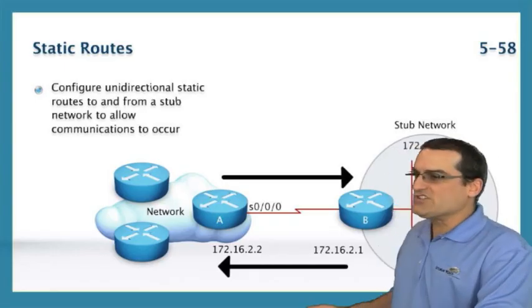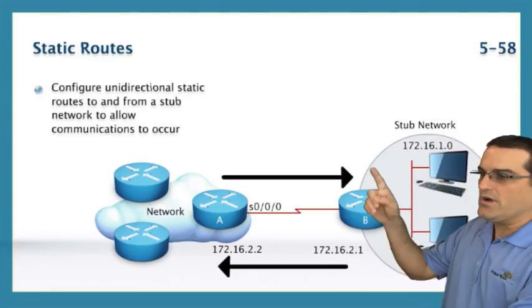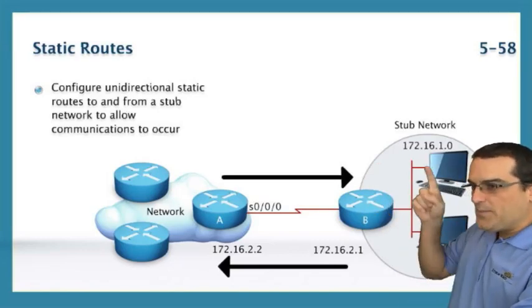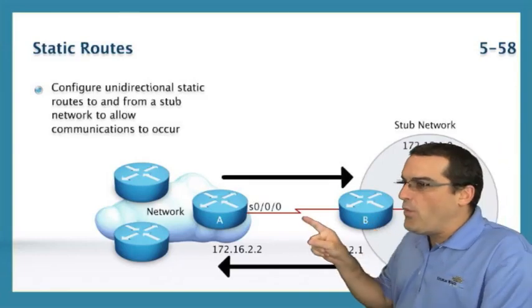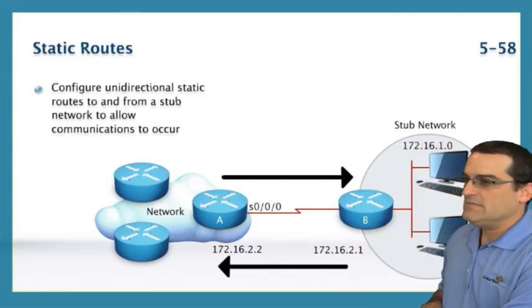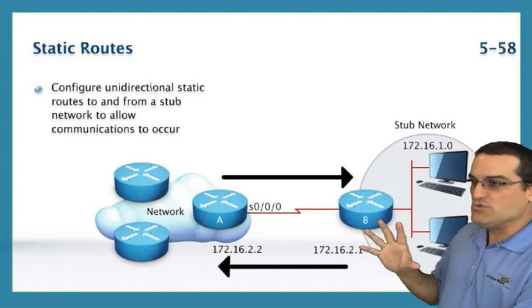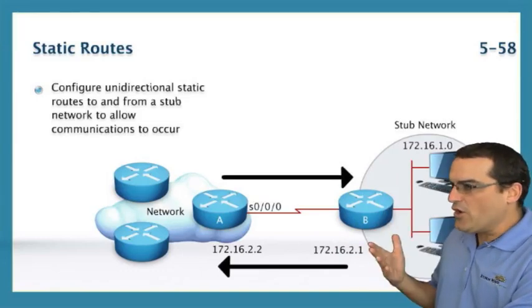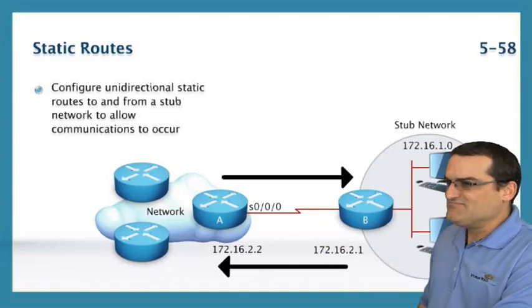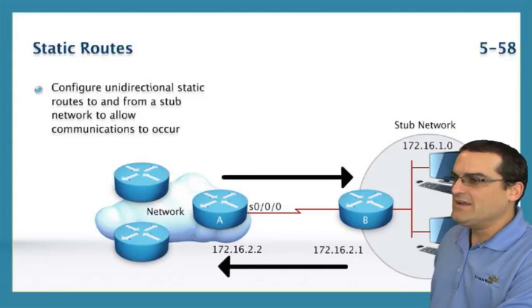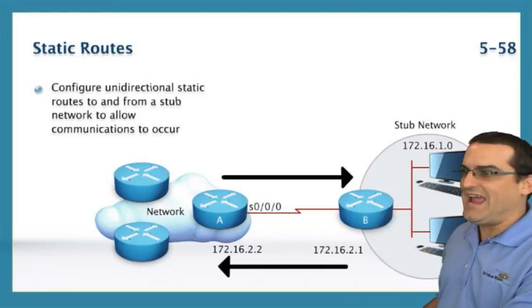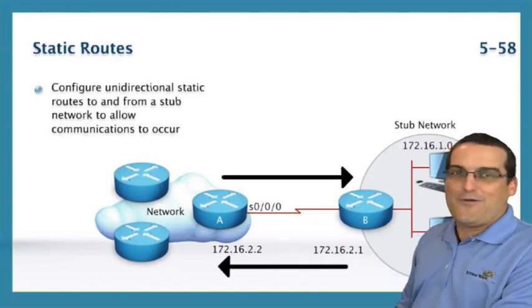This is what's called a stub network. This stub network is a couple of devices, and there's only one way out and one way in to this particular network. Well, why go through any dynamic routing protocol? Why go through all that headache when all you have to do in this stub network is say, hey, send everything that way.